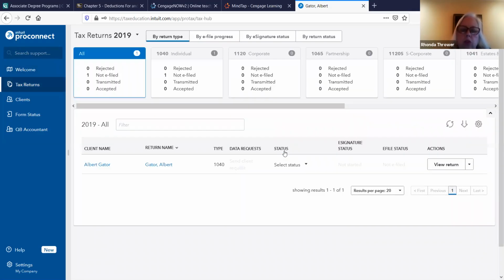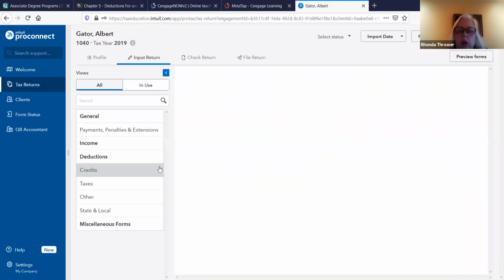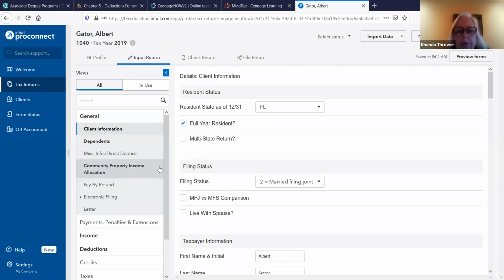I'm in ProConnect now, and what you want to do is click on View Returns, because as you remember, this return that we've been working on for the first 4 chapters is Albert Gator's form. So you'll want to make sure that you're in 2019 at the top of ProConnect, and click on Gator, Albert Gator. This is going to bring up the information that we've already done in chapters 1 through 4.